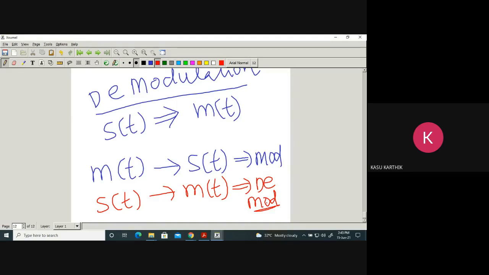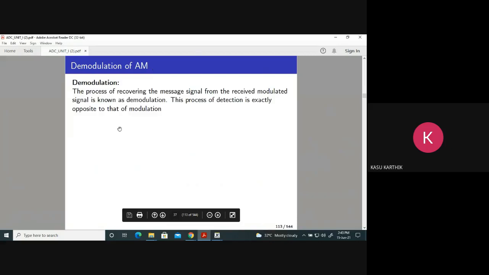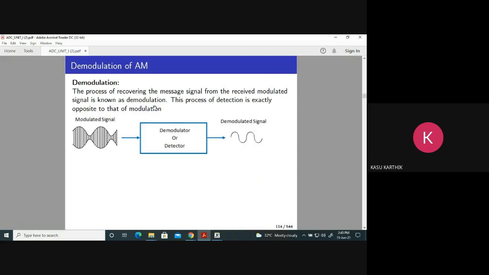Now, how to demodulate an AM signal? First of all, this is a process of recovering the message signal from the received modulated signal. It is the opposite of modulation. Now, this is the typical demodulation block diagram. The input to the demodulator is the modulated signal or modulated carrier. So here, what is the input to the demodulator? AM signal, amplitude modulated signal or carrier.